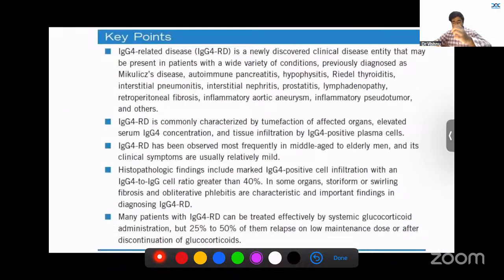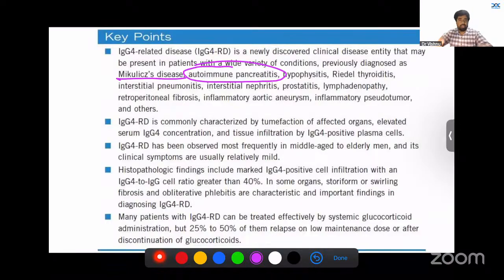Right, so IgG4 related disease is a newly discovered disease. Initially, there were a lot of these tumefactive, fibrosing, sclerosing diseases. Sclerosing is not the very good word. Fibrosing is a very good word. All of these fibrosing inflammatory diseases, fibroinflammatory diseases, were given separate names. Now they've all been clubbed into your IgG4 related disease. Mikulicz syndrome, where you have your salivary gland involvement, parotid, lacrimal gland involvement. Then you have autoimmune pancreatitis.